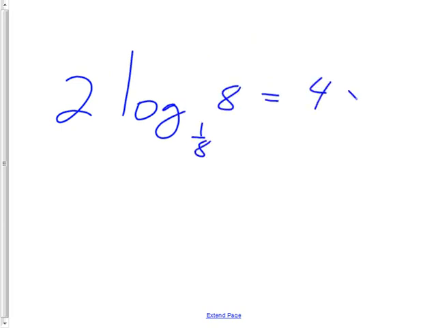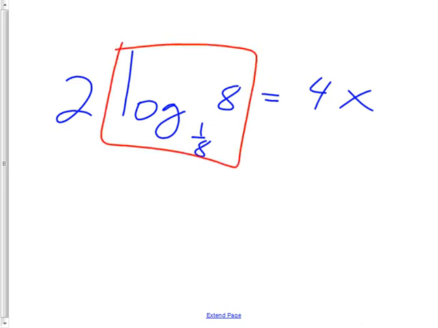So what that means is if you have something like this, 2 log base 1/8 of 8 equals 4x, this part right here, once you solve it in your head, you're going to replace it with a number. All right, I want you to solve this one right now. Just a simple little log equation. Paper. Don't want you to do it yet. I want you to write it down. Tell me how you start.